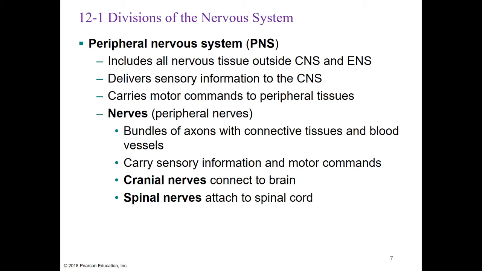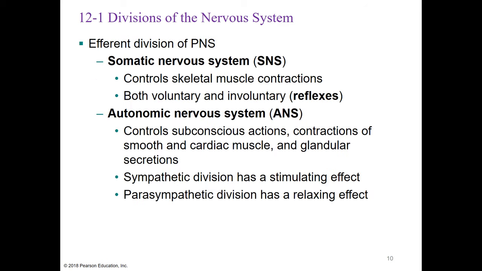So, this is going to include the nerves. And nerves are bundles of axons. And if you're not really sure what an axon is, we're going to come back to that also. But these are bundles of axons that also have connective tissue and blood vessels with and around them. They carry sensory information and also motor commands. These nerves can be either cranial, which are connected to the brain, and spinal, which are attached to the spinal cord.